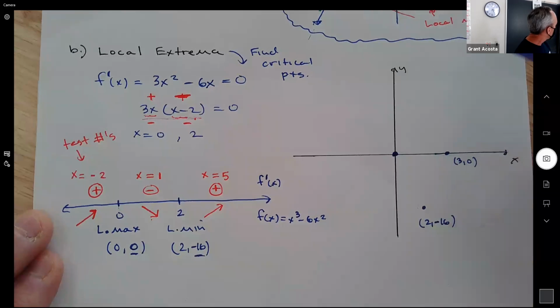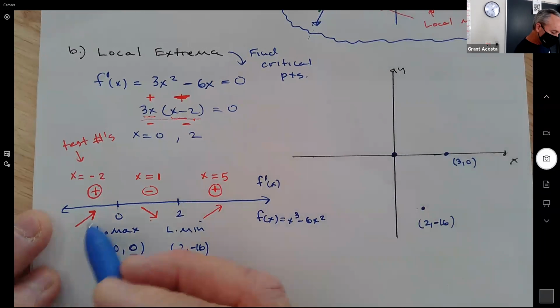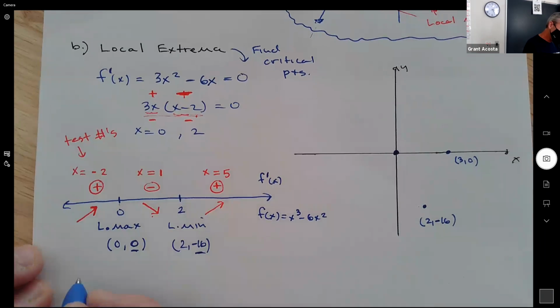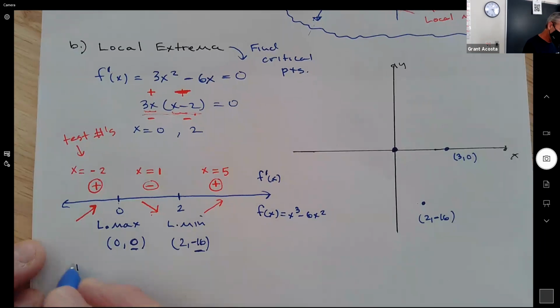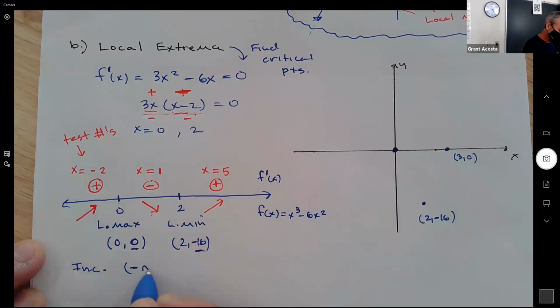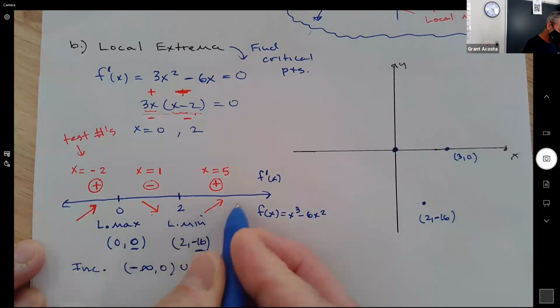And then it goes back to what I was saying before. We know it's increasing. So sometimes on the homework, they ask you for the intervals where it's increasing. And that's pretty easy. When you just follow the arrows, it's increasing on the interval from negative infinity until I get to 0, and also from 2 to infinity.